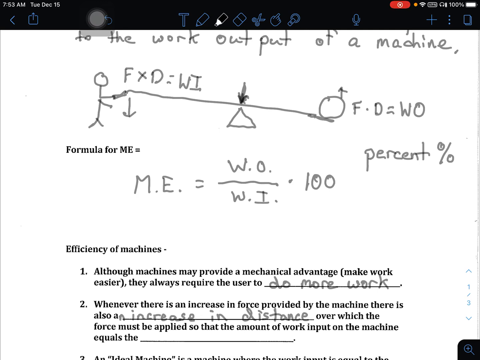Sometimes a machine can increase my force, but when it does so, it comes with a cost, and the cost is distance. I am going to have to move the machine a much greater distance on my end if I'm getting any increase in the force that I'm applying. So the amount of work input on the machine equals the work output in this case.